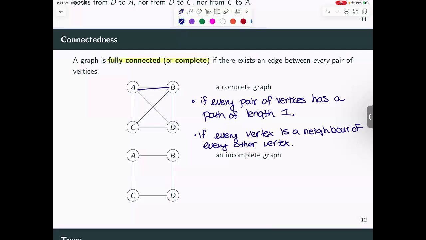Neighbor, neighbor, neighbor, good. A is connected. Neighbor, neighbor, neighbor. B is connected. Neighbor, neighbor, neighbor. C is connected. Neighbor, neighbor, neighbor. D is connected. So this is a fully connected graph. This has nothing to do with the directionality of it. If all of these were directed, this could still be a fully connected graph. It's just weakly connected, fully weakly connected.